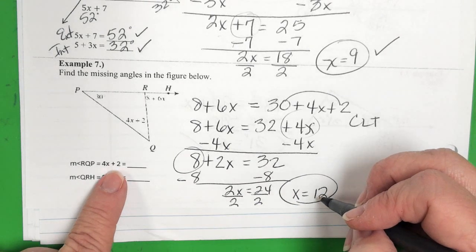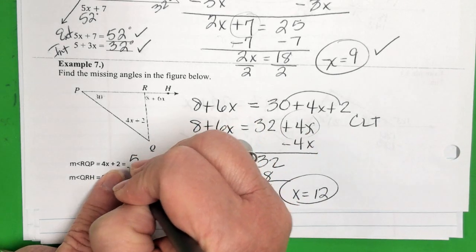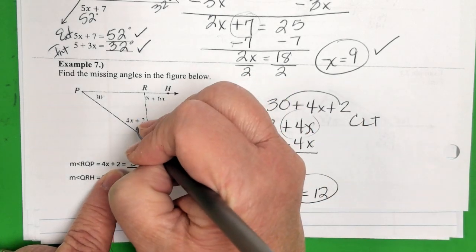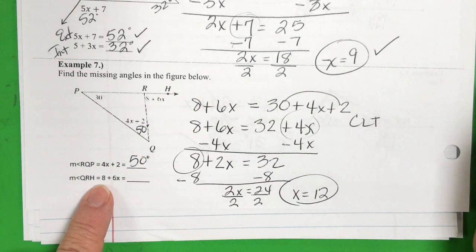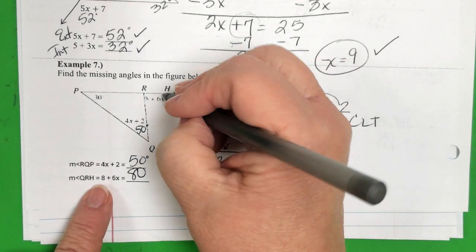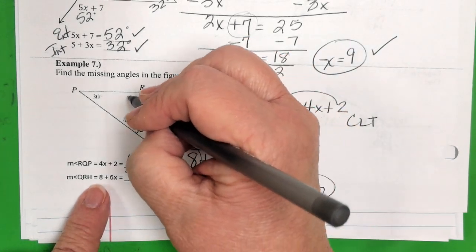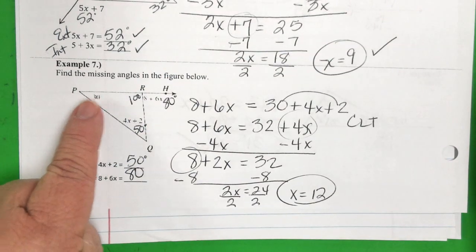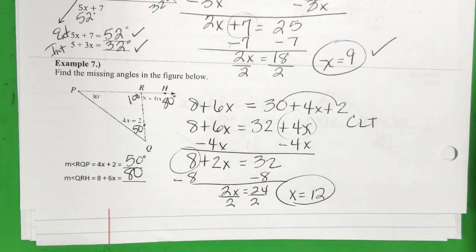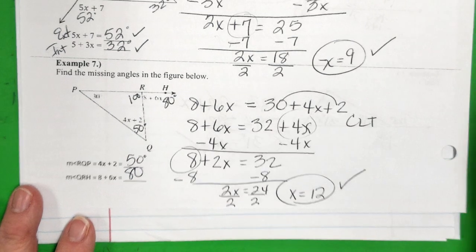We still have to go back here and find the angle measures. So 4 times 12 add 2 is going to be 50 degrees. That's this angle right here. And the angle that's 8 plus 6 times 12, that's going to be 80. If I think about supplementary angles, this one has to be 100. And when I add the three angles in a triangle, their total is 180. So I know x equals 12, and the angles I had to find were 50 and 80.